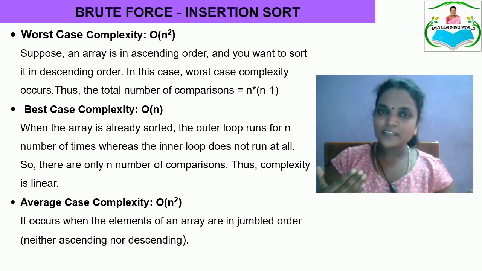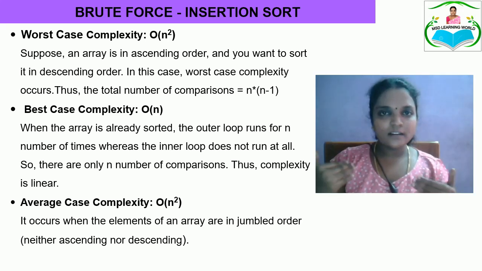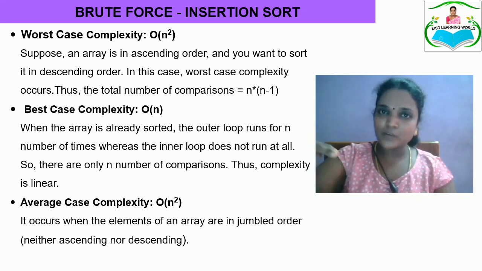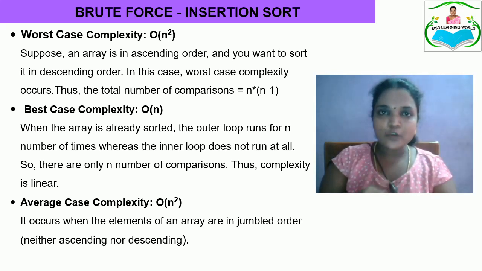The best case is that you want to sort the elements in ascending order and the input elements are already in ascending order, so that the outer for loop alone will be executed n number of times, whereas in the inner for loop no comparisons and no swapping will be done, and the element will be kept in the same place itself, so the inner i loop never gets executed. The j loop alone will be executed n number of times. So the best case complexity of insertion sort is order of n.